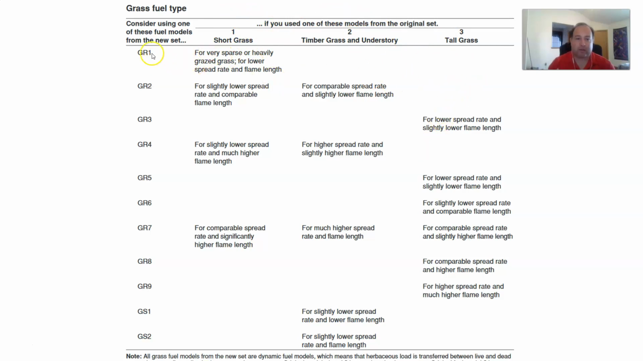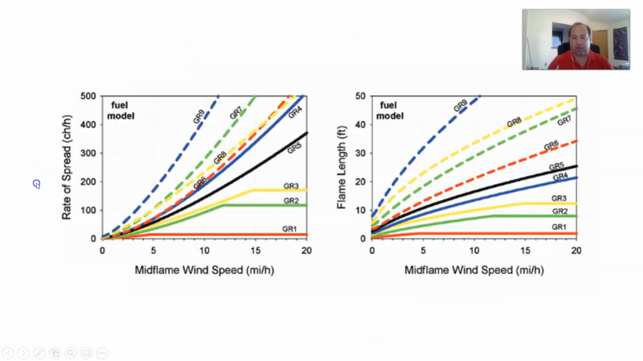And you can see, GR1 and GR2 are definitely about short grass, whereas there is no tall grass if you're looking at GR1 and GR2. And if you look through that booklet that I attached to it, you'll see that these all come with pictures, and they all come with graphs to kind of explain it.